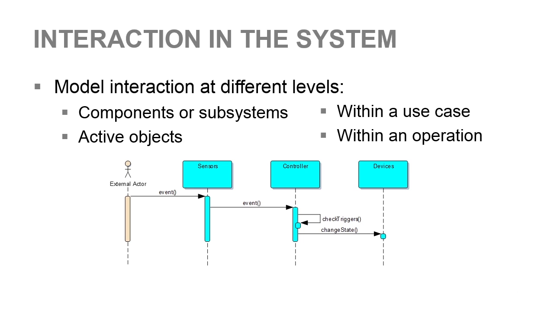They can also be used to model the interaction between active objects, objects that run on their own thread of control and that communicate with one another by message passing. Often they're used to analyze the interaction within use cases, particularly where use cases are used to organize the incremental implementation of the system. They can also be used at the level of operations, where the invocation of an operation on one object results in complex interaction with linked objects.